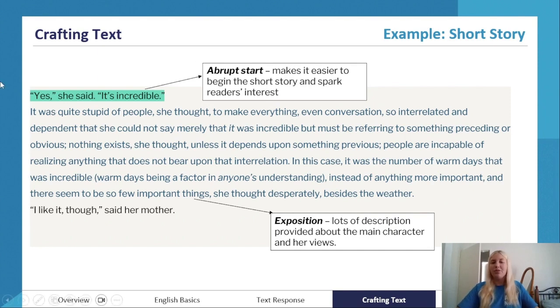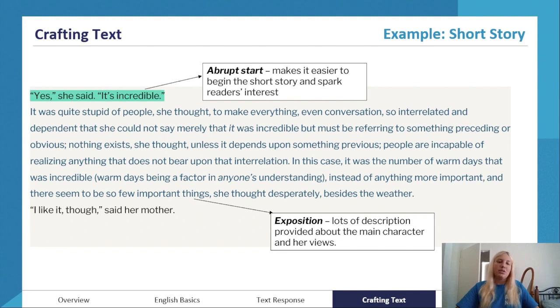It was quite stupid of people, she thought, to make everything, even conversation, so interrelated and dependent that she could not say merely that it was incredible, but must be referring to something preceding or obvious. Nothing exists, she thought, unless it depends on something previous. People are incapable of realizing anything that does not bear upon that interrelation. In that case, it was the number of warm days that was incredible, instead of anything more important, and there seemed to be so few important things, she thought desperately, besides the weather.